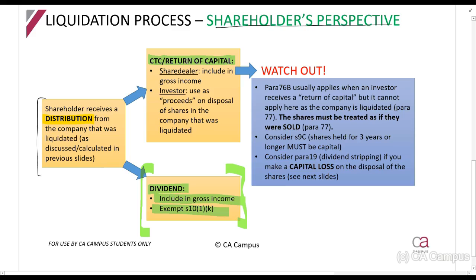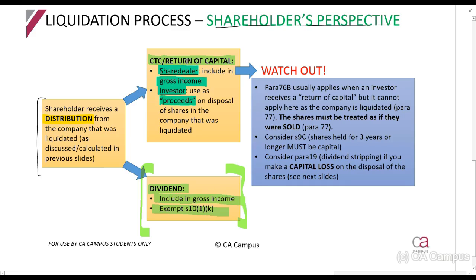Okay, now I want you to pay attention. So that's what we just spoke of. If you're a share dealer and you receive a return of capital, that amount is gross income. You're treated as if you sold the shares for that amount. If you're an investor, you're also treated as if you sold it for that amount, but it's capital in nature, so it becomes proceeds.